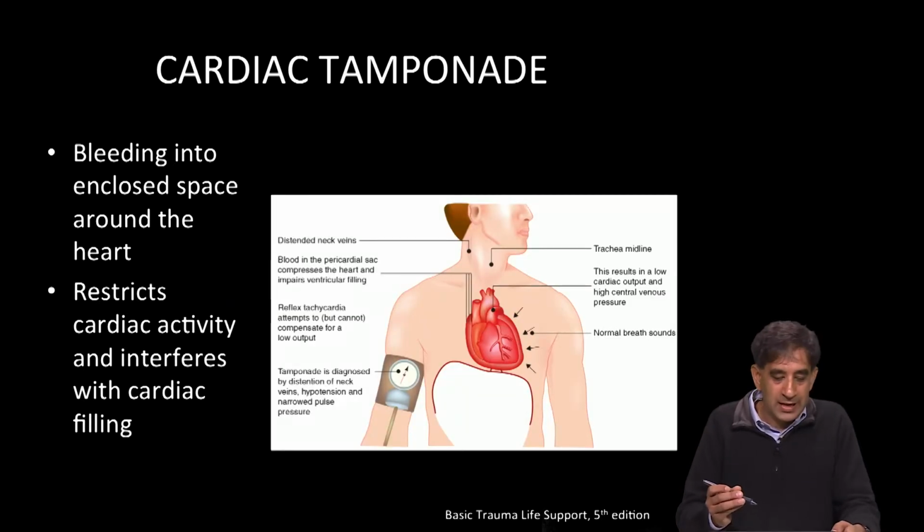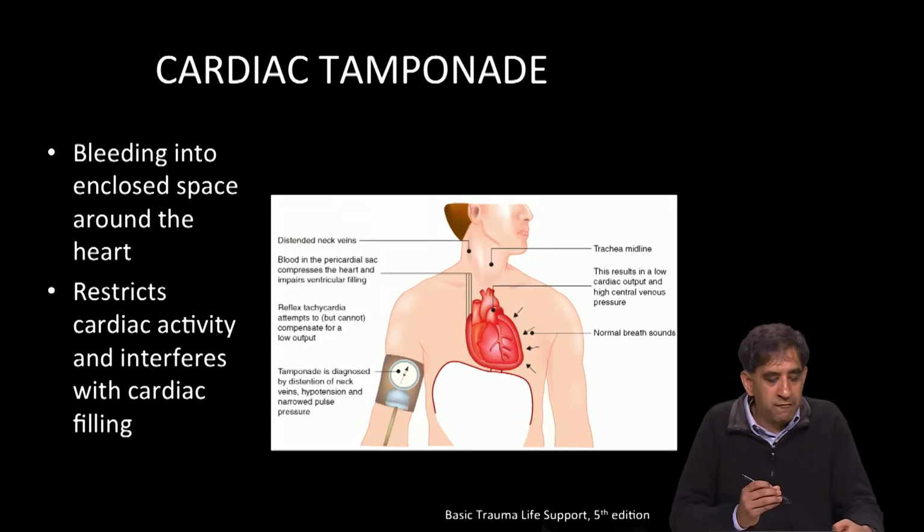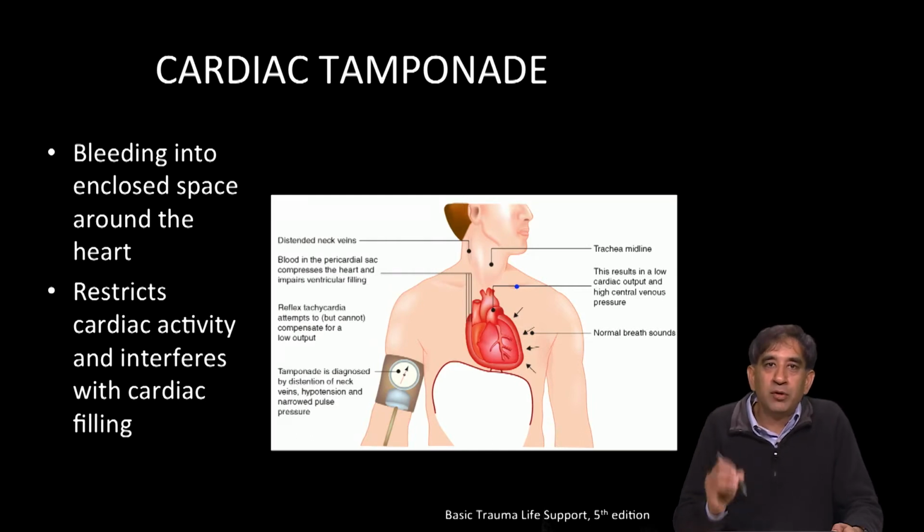Cardiac tamponade is bleeding into the pericardial space around the heart. What can happen is the fluid accumulates in the pericardial sac, and it can put pressure on the heart and interfere with cardiac filling. If the heart can't fill with blood, eventually the patient will go into shock.